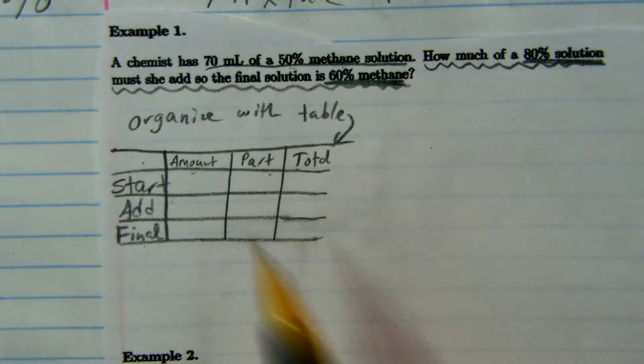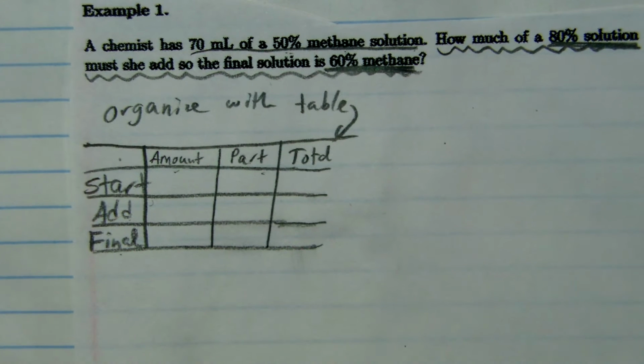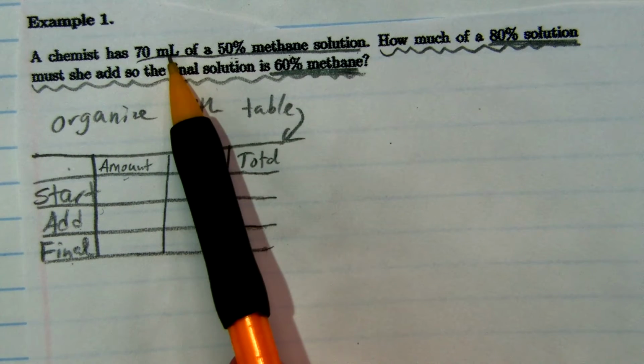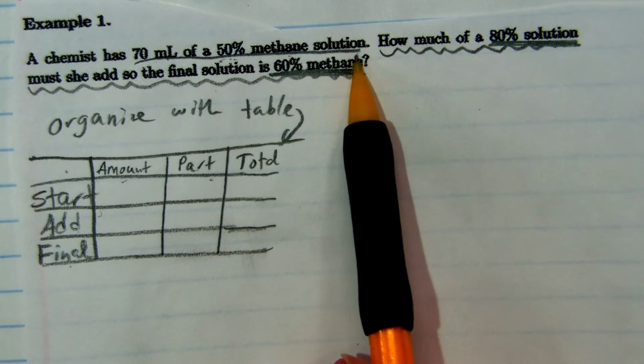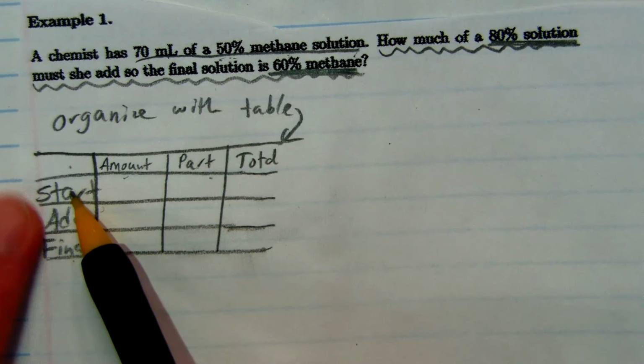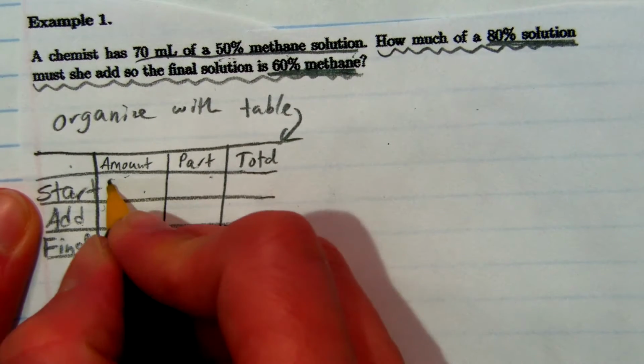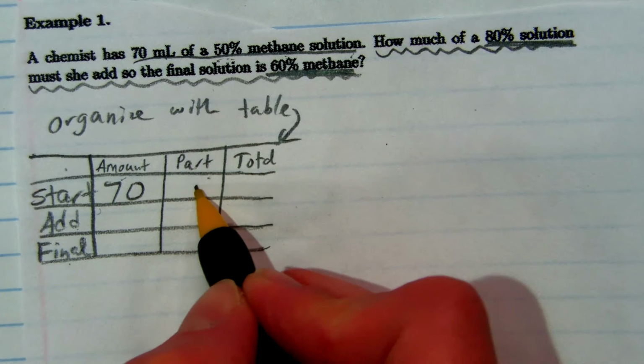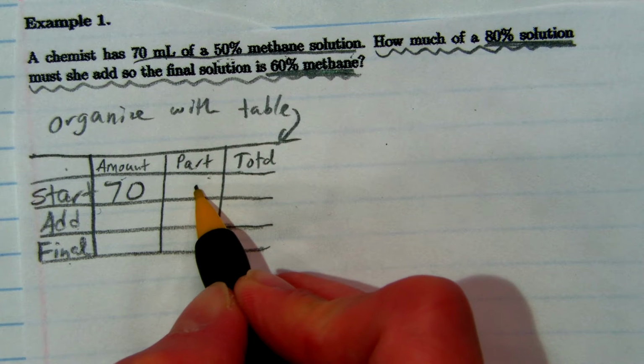So if we go back into this problem, let me zoom in just a little bit. A chemist has 70 milliliters of a 50% methane solution. So under the starting amount, we're going to put 70 for 70 milliliters. Okay? And it's only part methane.